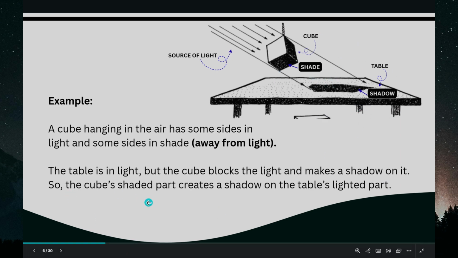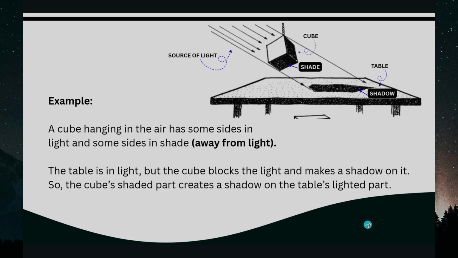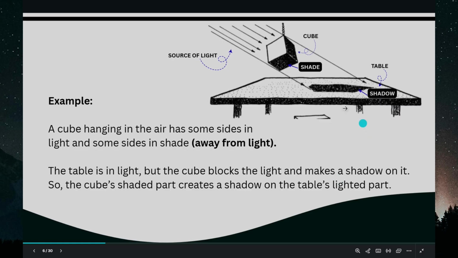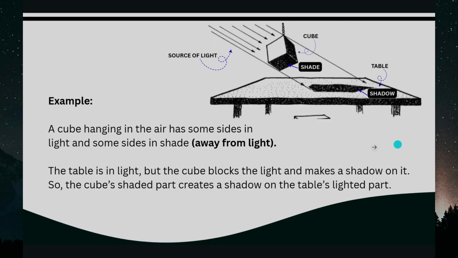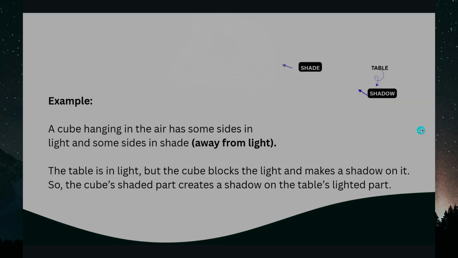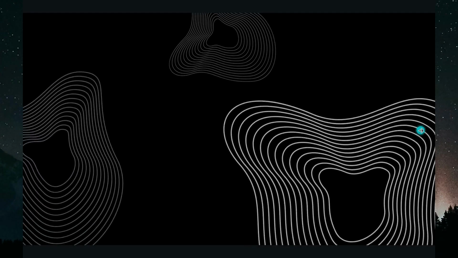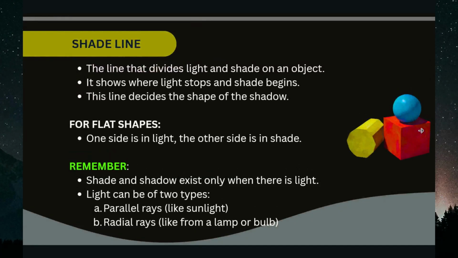So the cube's shaded part creates a shadow on the table's lighted part. Very easy to understand this diagram with the help of the definition. Now, coming to the next slide, I am going to talk about one more interesting example.